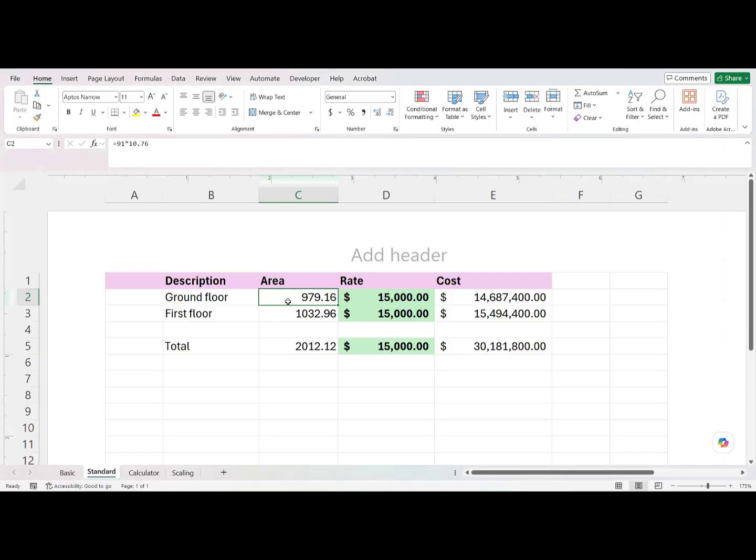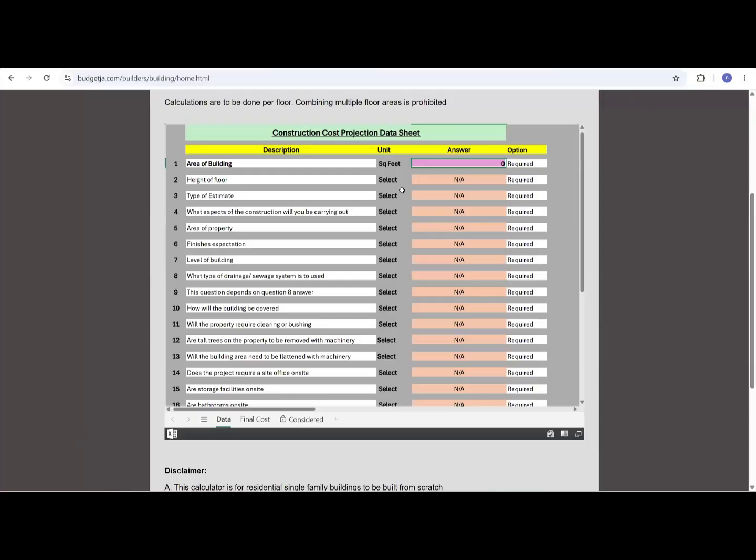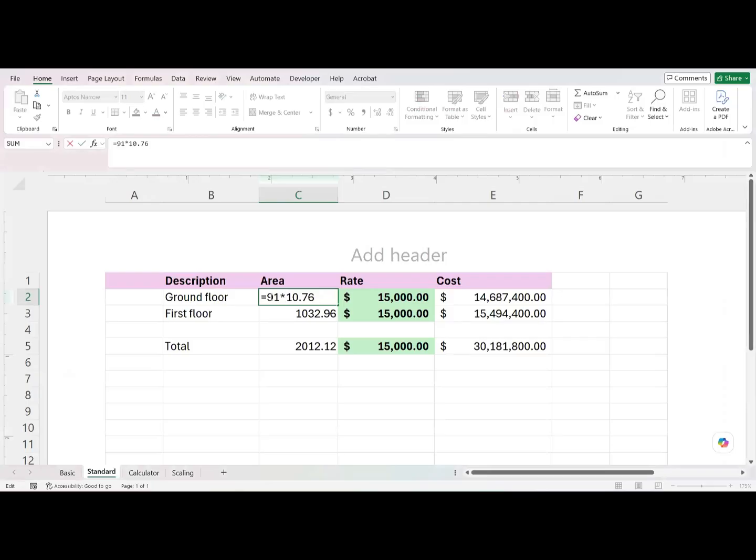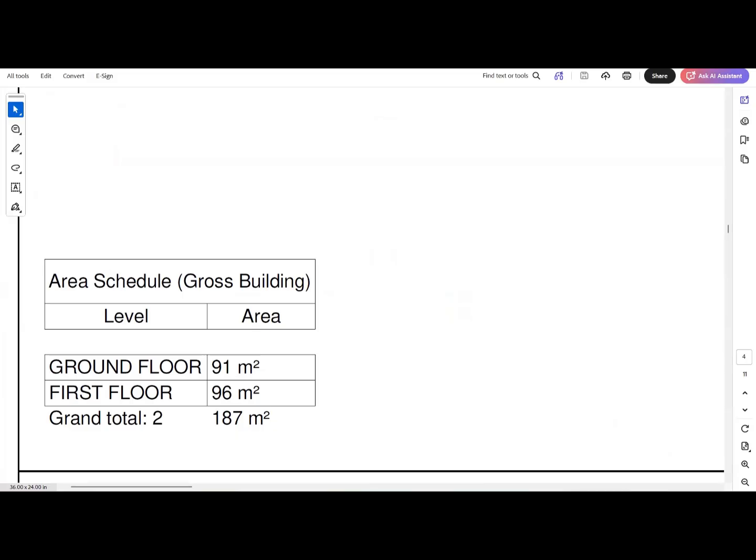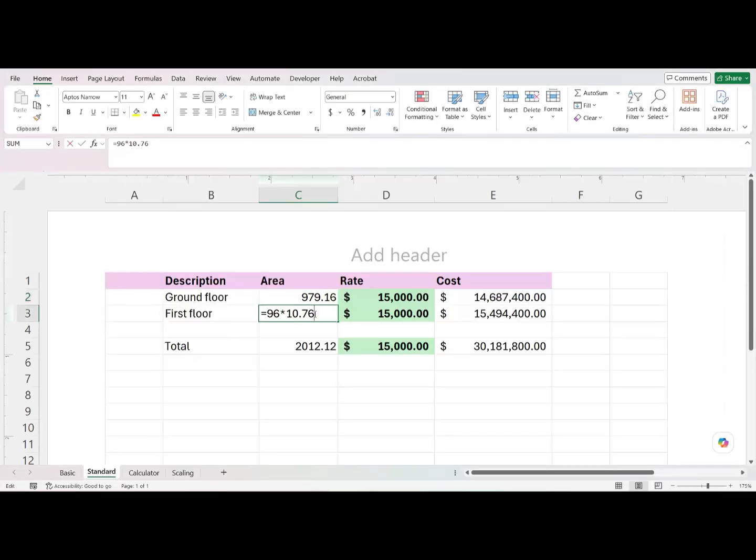So in this case, we have to do a conversion from square meters to square feet, as the units required by the calculator is specifying square feet. So for that, we would multiply 91 times 10.76. That is for the ground floor. And for the first floor, we are going to calculate 96 times 10.76. So that is saying the total square footage is 2012.12. And it is giving a rough cost here based on just using the typical Jamaican scenario, this one universal rate. And that is saying that the building extension will cost about $30 million.